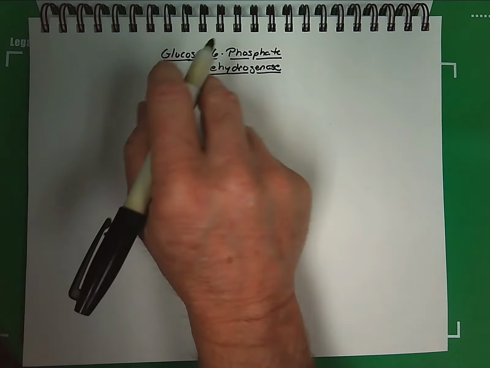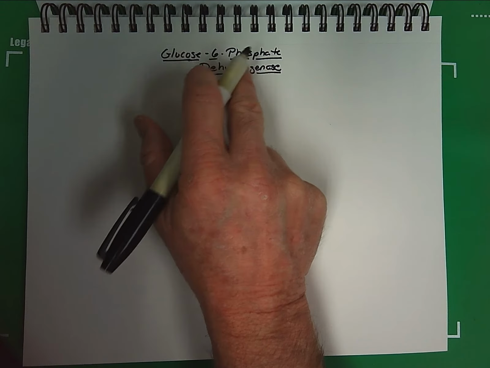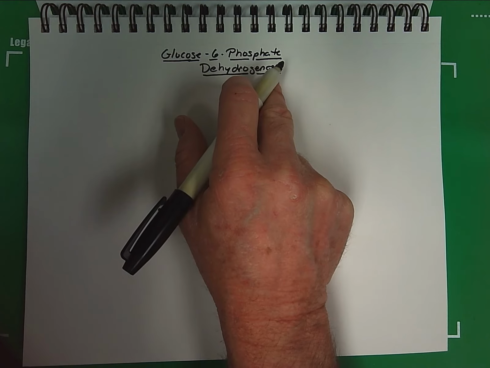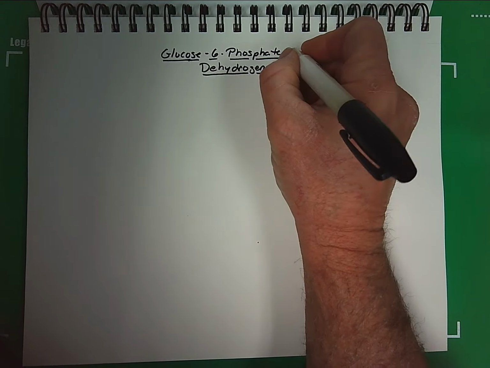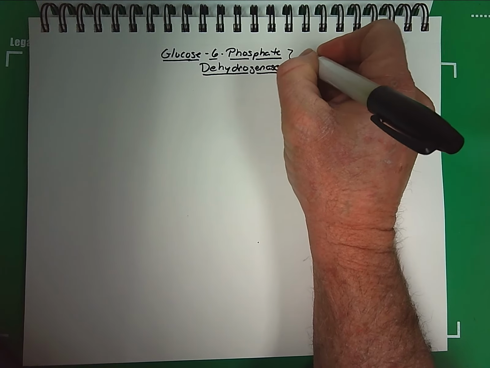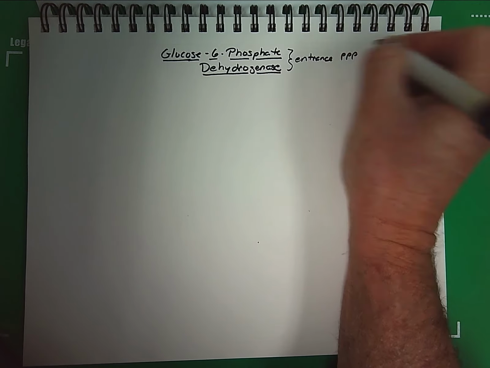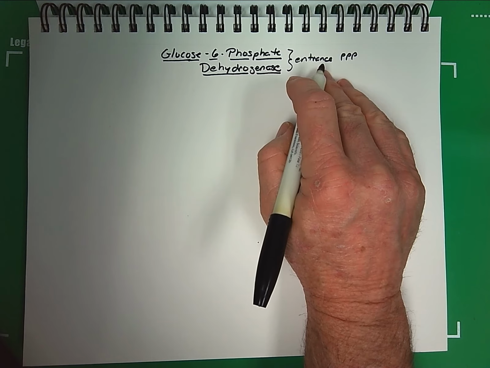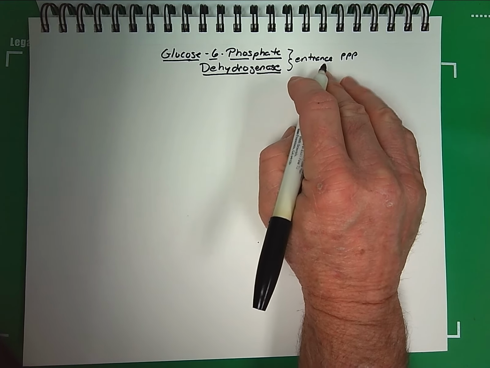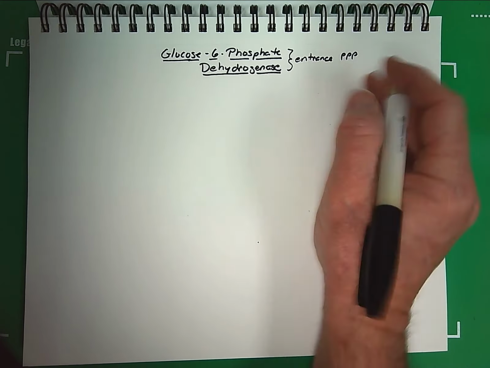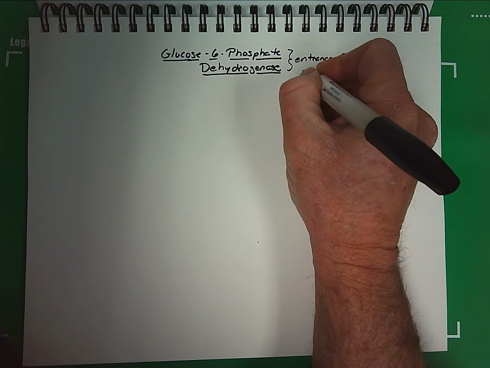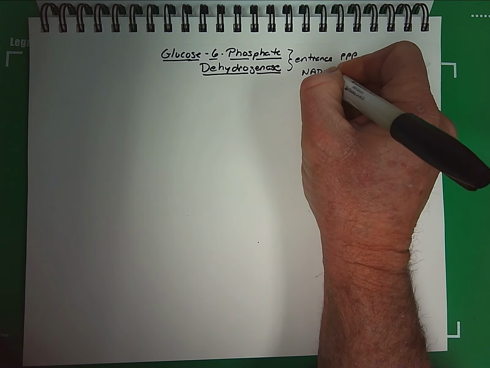Okay, in this video I'd like to take a closer look at the glucose-6-phosphate dehydrogenase enzyme. Recall this is the entrance enzyme into the pentose phosphate pathway. So this is the entrance point and the rate-limiting step, and this is an extremely important enzyme because its function is to generate NADPH from NADP.